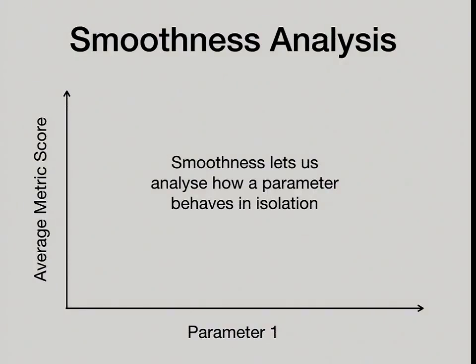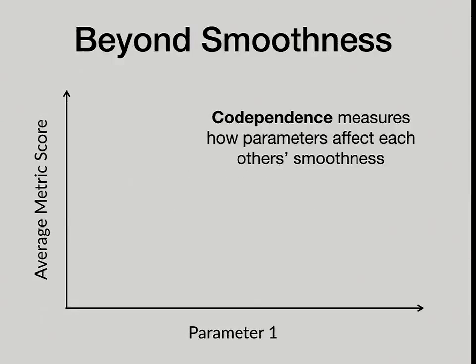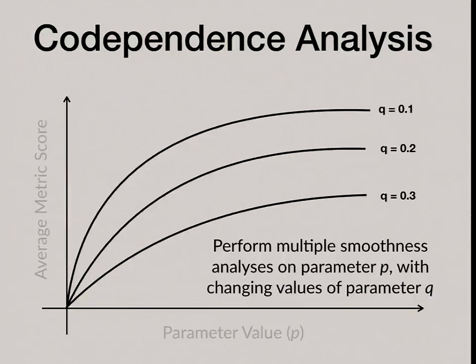And what codependence lets you do is it lets you see how the smoothness of a parameter changes based on the value of a second parameter, right? So it effectively adds another axis. If you imagine that this was 3D, this allows you to see, as we change the value of this second parameter, how does the smoothness of this parameter change? How does the behavior change? So as I change the temperature of the water, how does the water pressure change?